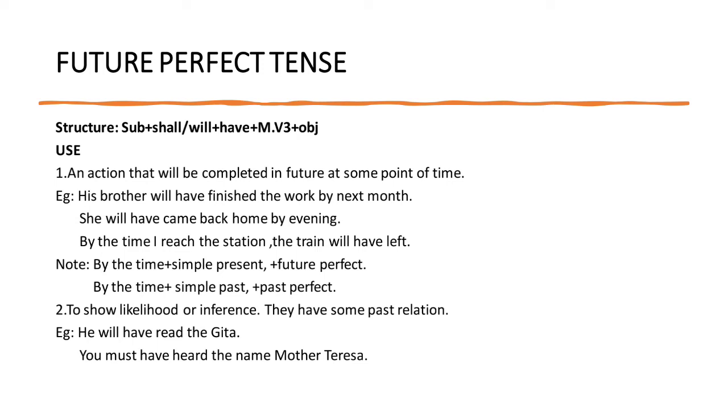By the time I reach the station, the train will have left. Here, one thing you have to understand: when by the time is used in a sentence, there are two types of conditions. After by the time, if simple present is used, then the next sentence must be in future perfect. Like in this sentence, we first use simple present tense: I reach the station is in simple present tense, and the train will have left is in future perfect tense. Another condition is when by the time is used with simple past tense, then the other sentence will be in past perfect tense.